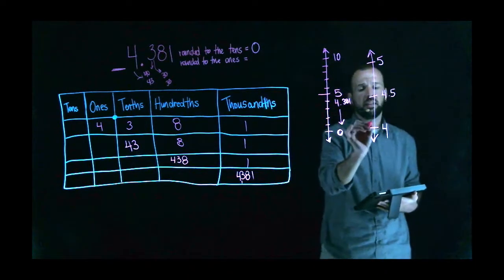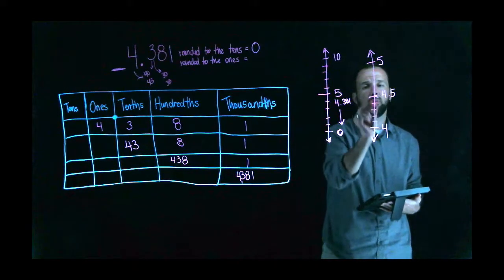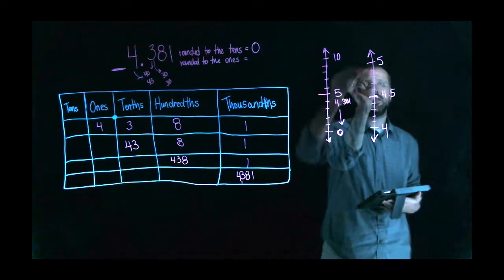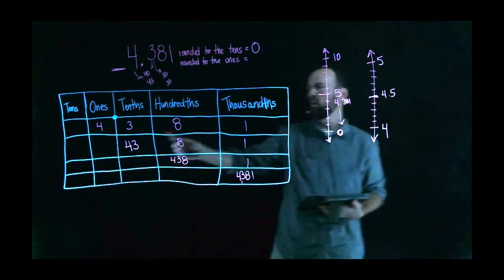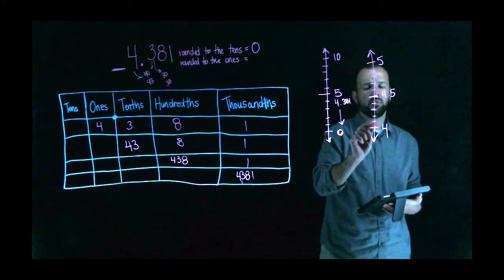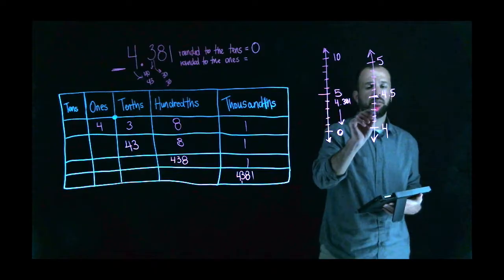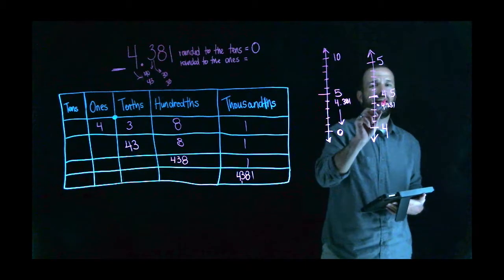So if you thought of this like counting wise, you'd have 1, 2, 3, 4, 5 would be your halfway point. 6, 7, 8, 9, and then 5 would be the next one, okay? So we have that on the vertical number line. Our number is 4.381. 4, 3, 4, 1, 2, 3, 8, 1. So it's going to be somewhere right around in here. 4.381.